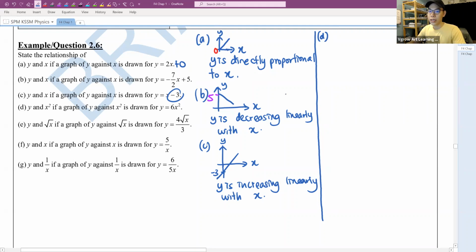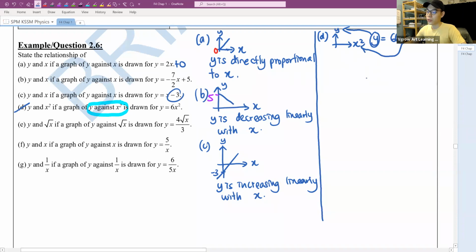Okay, let's look at question D. If y and x squared are drawn against each other, y against x squared, for the graph of y equals 6x squared, they ask us to state the relationship between y and x squared. The graph that they draw is y against x squared. For us to imagine easier, I can draw y, and here is x squared. The equation is y equals 6x squared. Y is here already. X squared is here already.